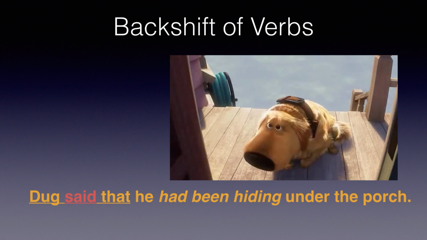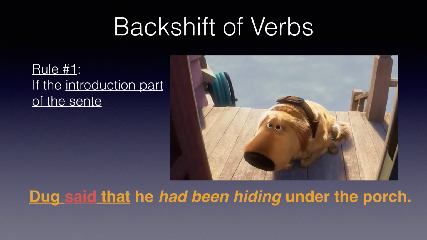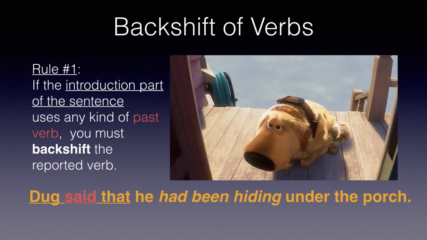The reason for this change is a special feature of reported speech called backshifting. Backshifting happens when you change the original verb, one verb tense, into the past. Rule number 1 of reported speech is, if the introductory part of the sentence is in the past, you must backshift the reported verb. But how do you know which verb to change into?